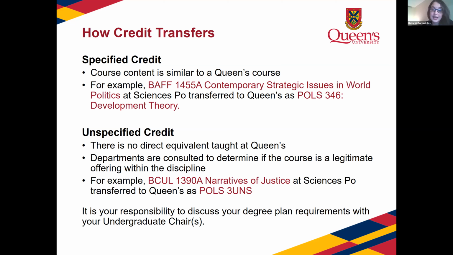took a look at it and said, no, we don't offer anything like Narratives of Justice at Queen's, but from what I can tell from the syllabus, this is definitely a political studies course. It looks like this course would sit at the 300 level if it were offered at Queen's. And because we don't have a direct equivalent, we're going to call it unspecified. And instead of that numerical code you see above unspecified, we're going to give that a letter code that says UNS for unspecified. So students will sometimes ask me, is this a bad thing? Is it a bad thing to get an unspecified credit? And my answer is twofold.